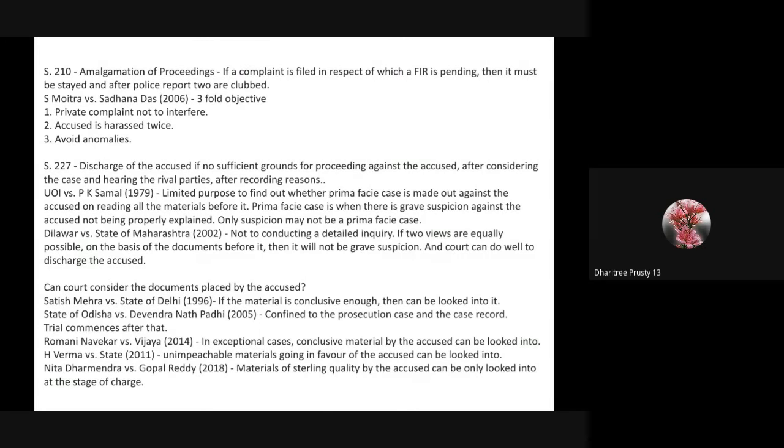the sessions judge is not to conduct a detailed inquiry, and if two views were equally possible on the basis of the documents before it, then it shall not be a grave suspicion, and the court can do well to discharge the accused. So the deciding factor here is whether there is a grave suspicion or a mere suspicion.